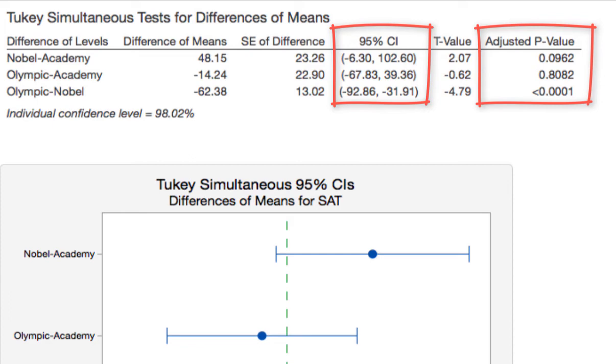To determine which groups are statistically significantly different, we can look at the adjusted p-values. In this case, the only p-value that is less than or equal to 0.05 is the Olympic-Nobel pairwise comparison. So the means of the Olympic and Nobel groups are significantly different. The means of the Nobel and Academy groups are not significantly different, and the means of the Olympic and Academy groups are not significantly different.